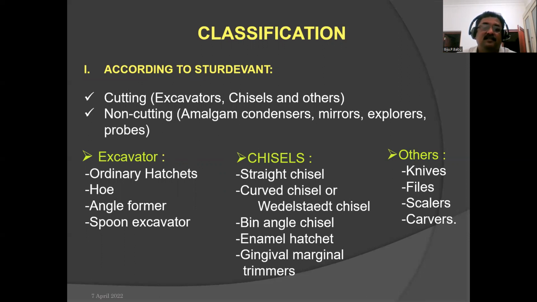Under chisels, you have the straight chisel, curved chisel, Wiedelstedt chisel, fine-angle chisel, enamel hatchet, gingival marginal trimmer. And in the other category, you have the knife, files, scalers, carvers, etc. Now, the excavators, chisels, and others come under the cutting instruments. In the second category, non-cutting instruments, you have the amalgam condensers, mouth mirror, explorers, probes, etc. These are not used for removing tooth structure; they are used for other purposes. So this is the basic classification of Student.